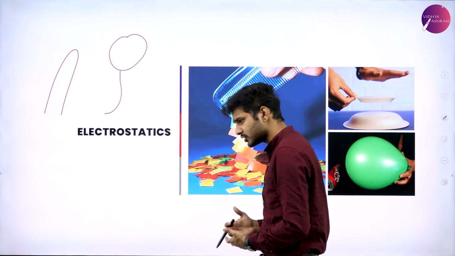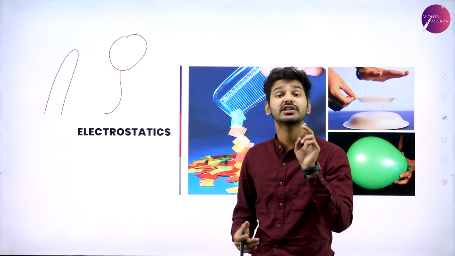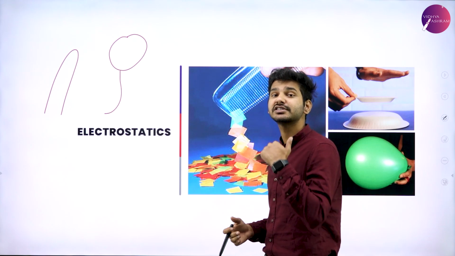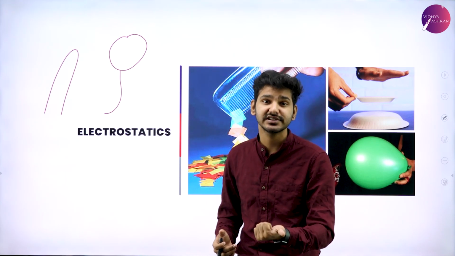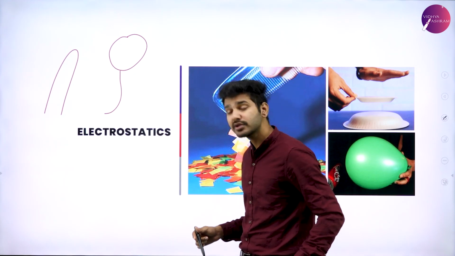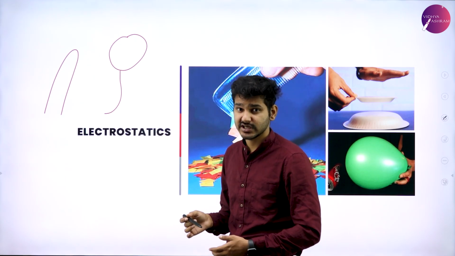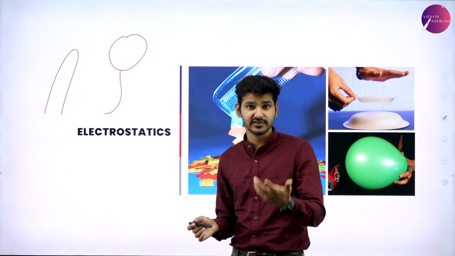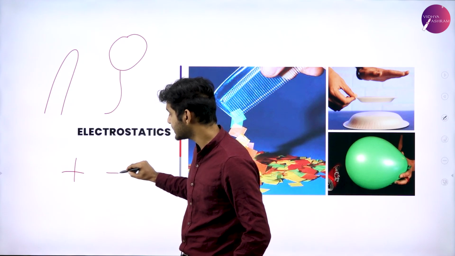So based on these conclusions, he concluded that there were two types of charges. One was positive and one was negative. He named those charges as positive and negative. And he concluded that when there is lack or deficit of charges on a material, those were known as positively charged. So he named the charges as positive and negative.